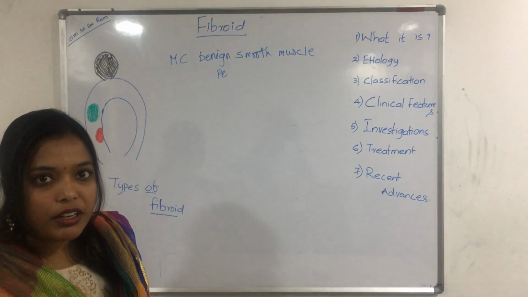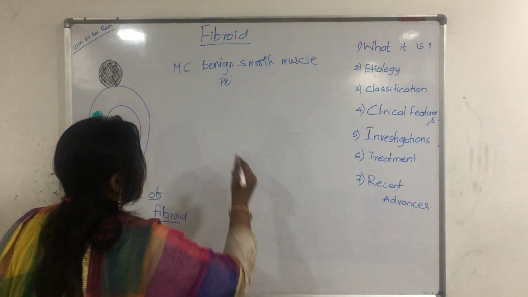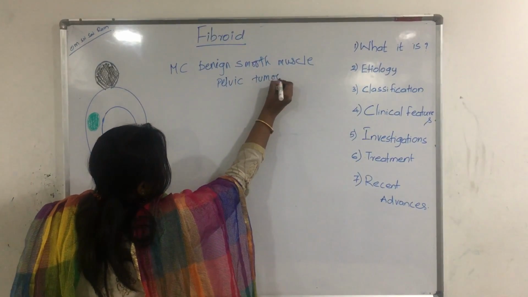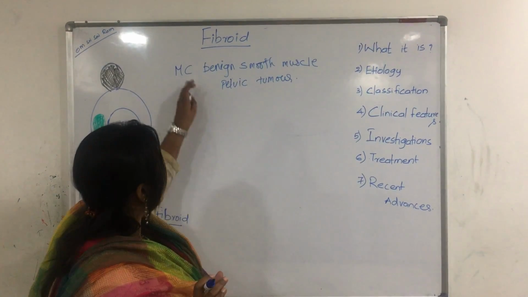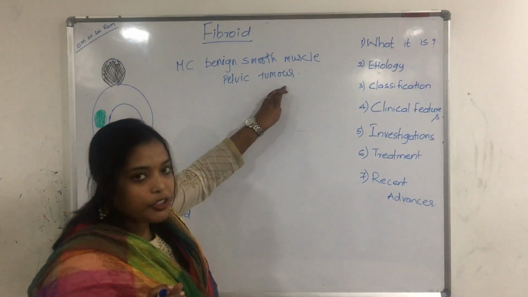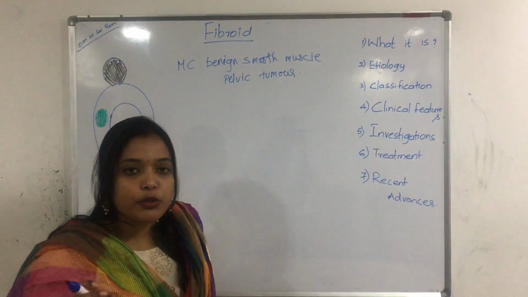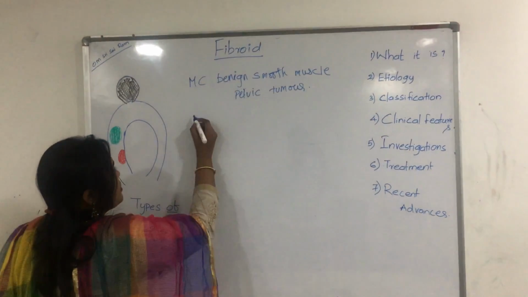First, why is the fibroid important to us? Most importantly, it is the most common benign smooth muscle pelvic tumor. The question here is for MCQ purposes: it is the most common benign pelvic tumor. Another question that can be asked regarding the most common is that it is the most common solid tumor of the pelvis.